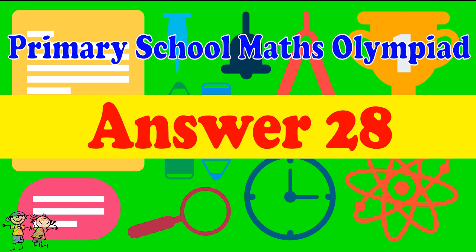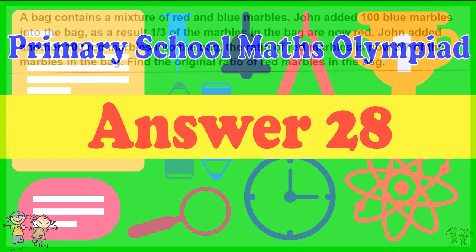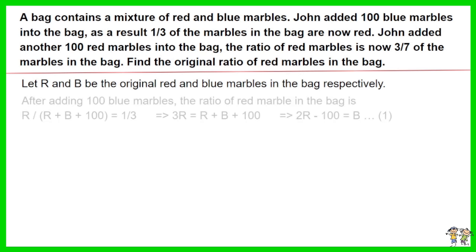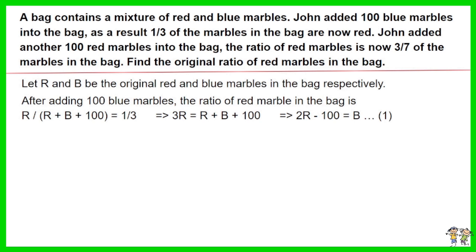Answer for question 28. Let R and B be the original red and blue marbles in the bag respectively. After adding 100 blue marbles, the ratio of red marbles in the bag is R over the total of R plus B plus 100, which equals 1 over 3. Simplify the equation, you will have 2R minus 100 equals B. This is equation 1.